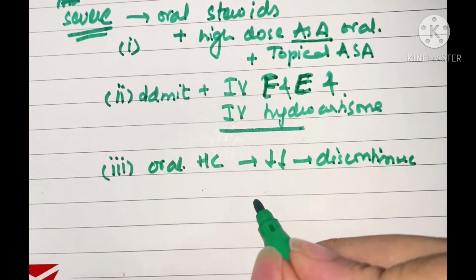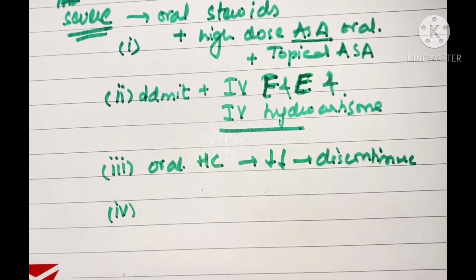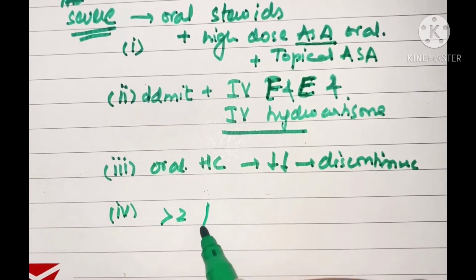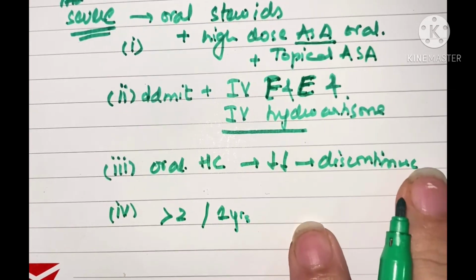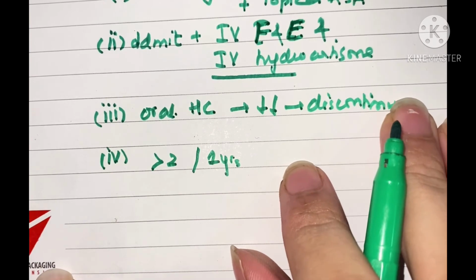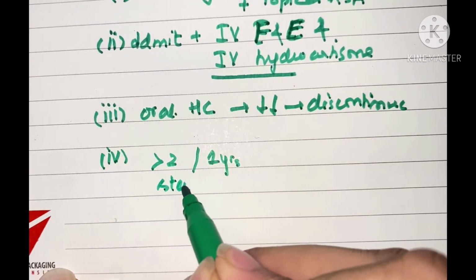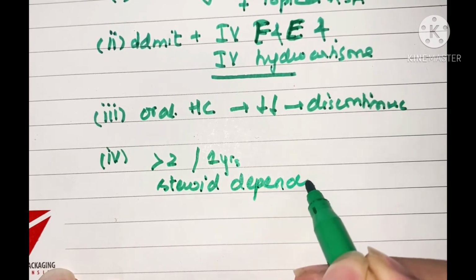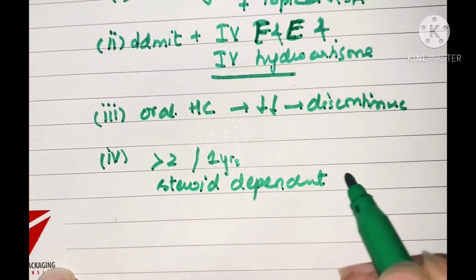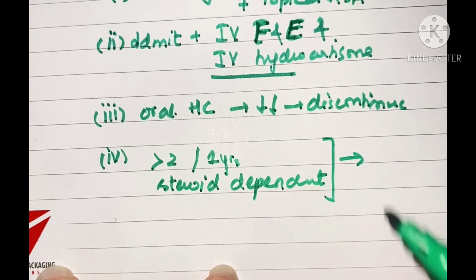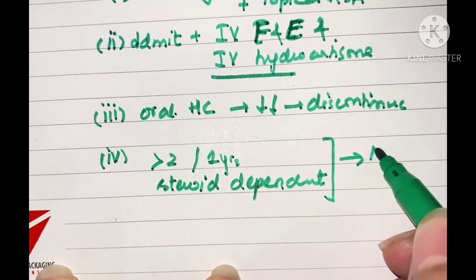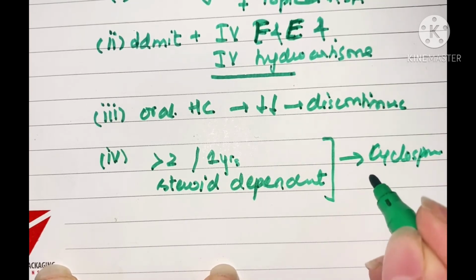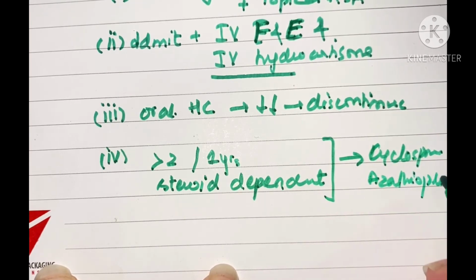Now, if the patient is having many relapses of disease, like more than 2 relapses in 1 year requiring steroids, or secondly, if the patient has steroid dependent disease, these are the indications to go a step higher, to immunosuppressive agents. Then we'll give cyclosporin. We discussed before that cyclosporin will be given, or azathioprine, or we go for anti-TNF agents in that case.